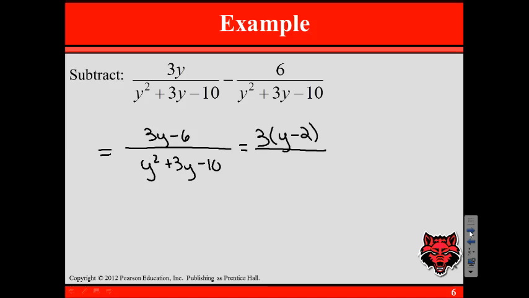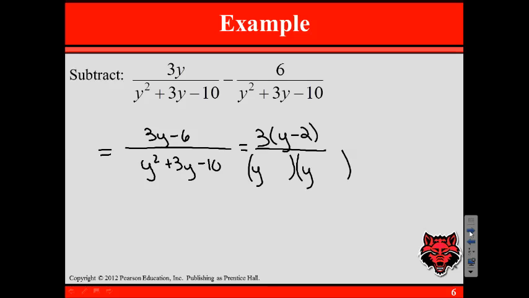In the denominator, we have a trinomial. We have no greatest common factor. The coefficient of our squared term is 1. So we can break that down into two binomials. The first term of each will be y, because y times y is y squared. Now we look at the constant term at the end.